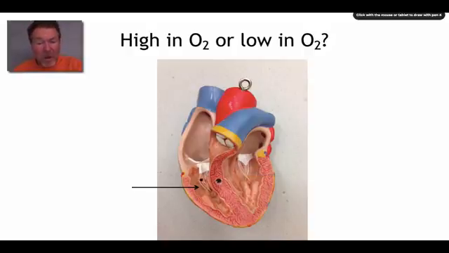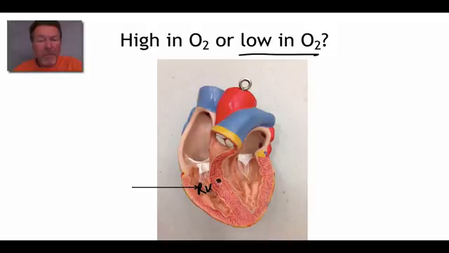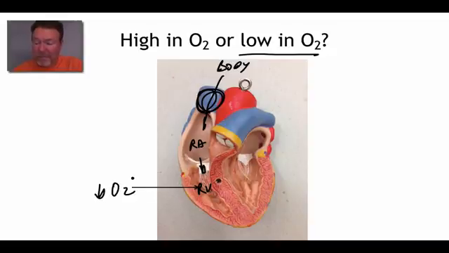This is the right ventricle. It is going to be low in oxygen because the blood's coming from the body through into the right atrium, into the right ventricle, through this blue vessel. Blue vessels are veins, meaning that they are low in oxygen and high in carbon dioxide. So again, this is going to be very low in oxygen.